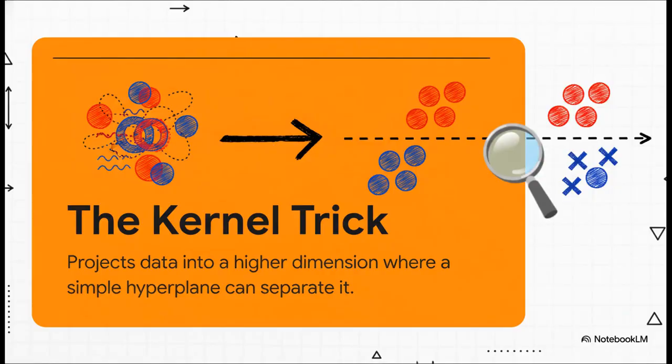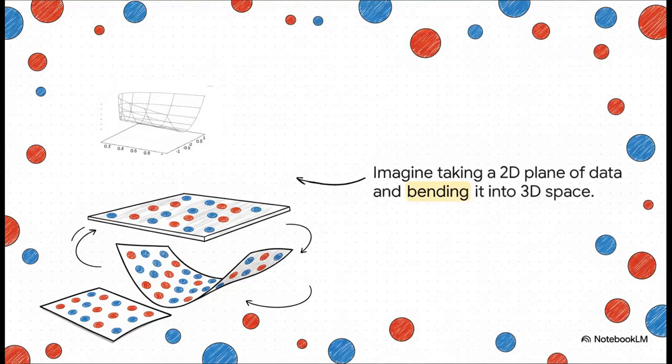So instead of trying to draw some crazy, curvy, complicated line, the kernel trick does something kind of mind-bending. It uses a special math function to project the data into a higher dimension. And the magic is, in this new, higher dimensional space, the tangled up data often becomes perfectly separable with a simple flat plane. The best way to think about it is like this.